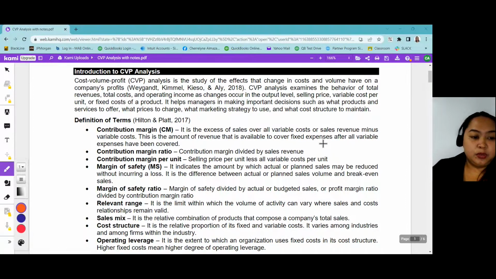Number 1 is your contribution margin. Your contribution margin is the excess of sales over your variable cost. So nako-compute natin yung contribution margin by sales less your variable cost. Okay. So, ang matitira na lang dito is yung amount that will cover fixed expenses. After covering fixed expenses, mako-compute na natin yung profit from your contribution margin. Okay?